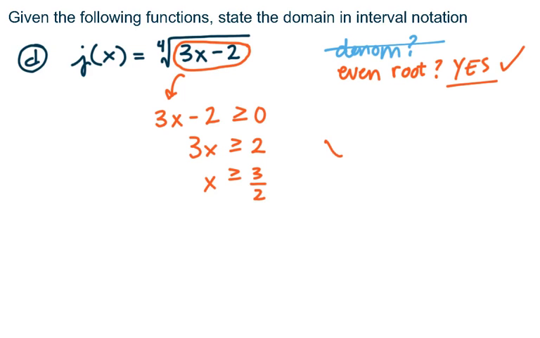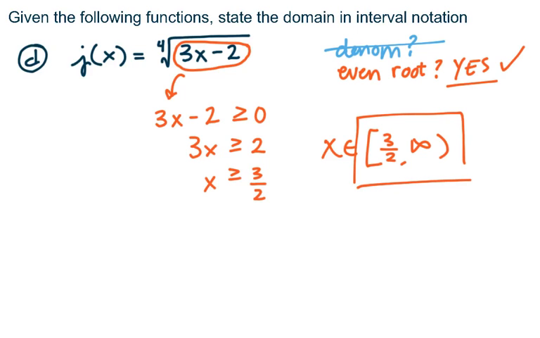To write that in interval notation, if x is greater than or equal to 3/2, that means we are going from 3/2 to positive infinity. We can be equal to 3/2, but we cannot touch infinity, so we must use a parenthesis there.